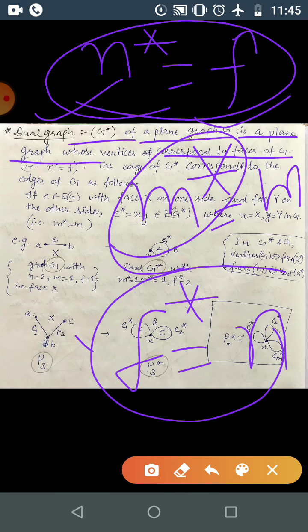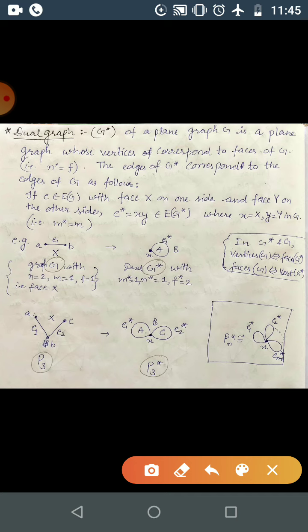So this and this are the same, so that's done. Here the vertices correspond to faces of G, and the edges of G star correspond to edges of G as follows. How?